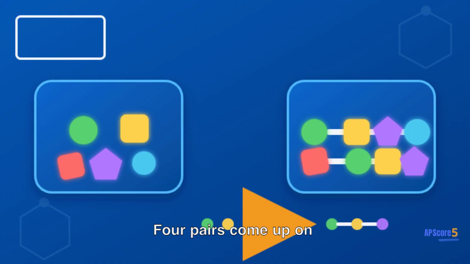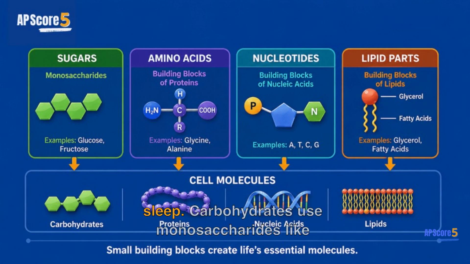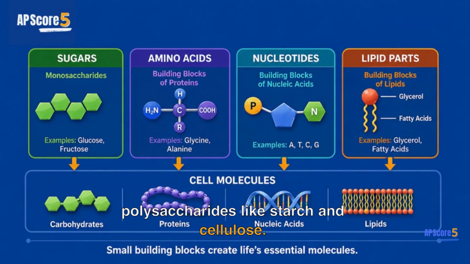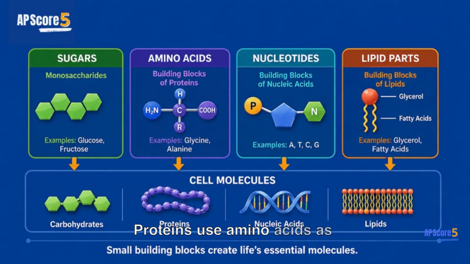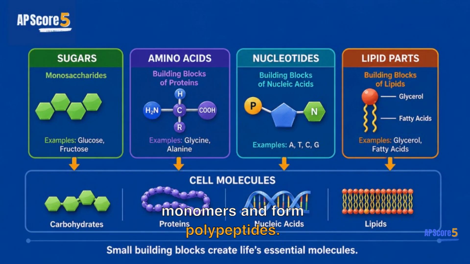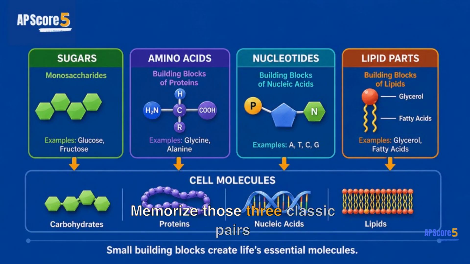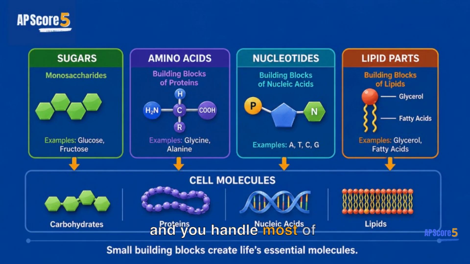4 pairs come up on almost every Unit 1 question, and you should be able to recite them in your sleep. Carbohydrates use monosaccharides like glucose as monomers and form polysaccharides like starch and cellulose. Proteins use amino acids as monomers and form polypeptides. Nucleic acids use nucleotides as monomers and form DNA and RNA. Lipids are the exception we will come back to. Memorize those 3 classic pairs, and you handle most of the multiple-choice questions on this topic.